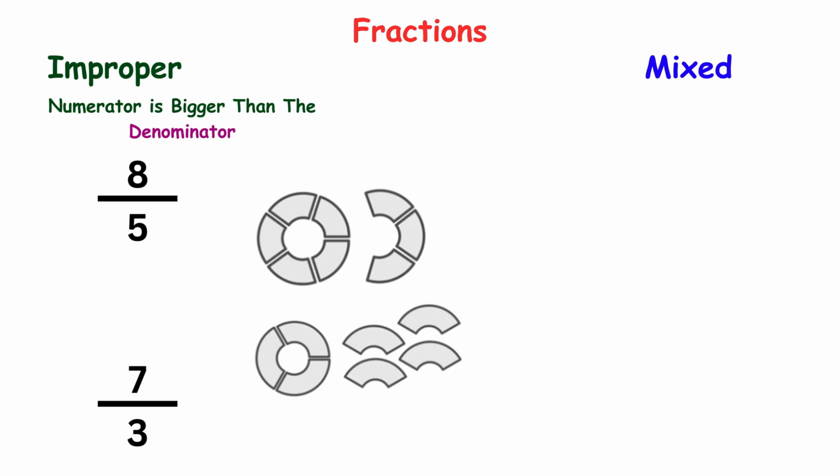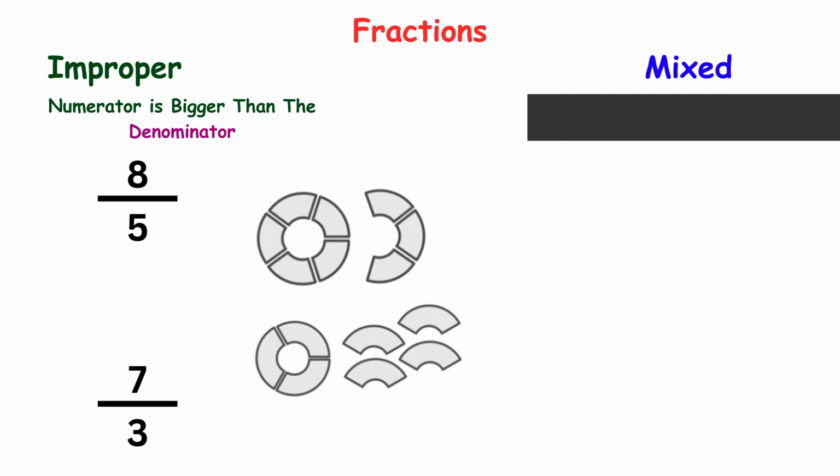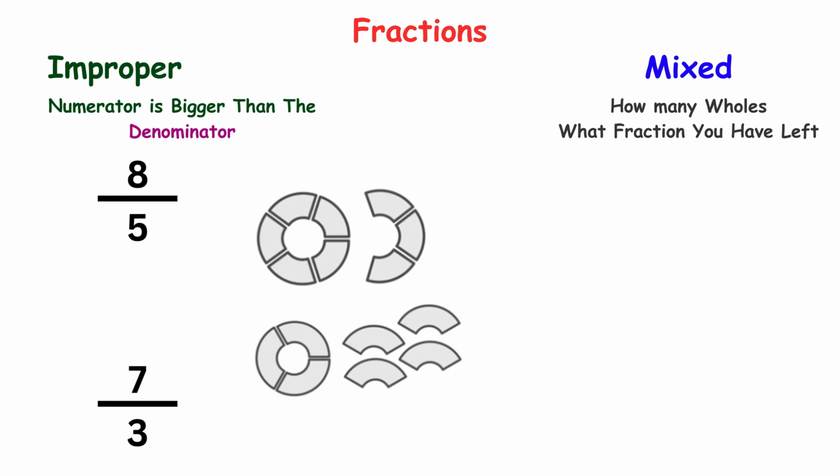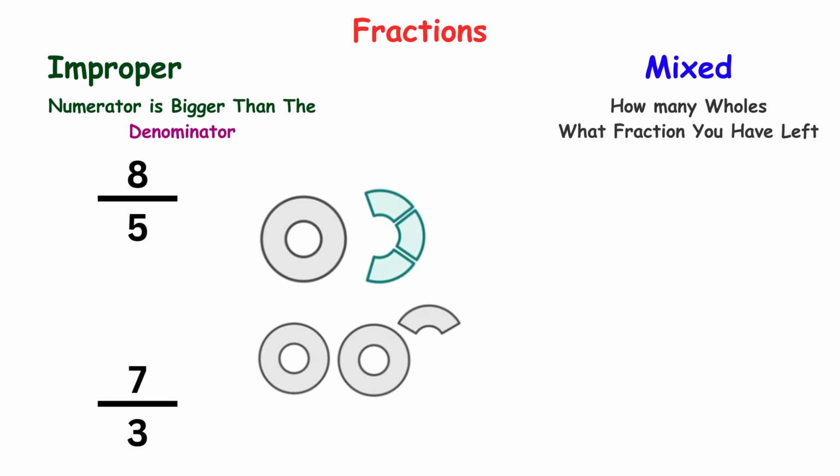You can also write these fractions as mixed numbers, which is where you say how many wholes you have and what fraction you have left. So for this 8/5 example, we effectively have 1 whole and 3/5 left. So as a mixed number, we just write 1 and 3/5. And for our 7/3 example, we can make 2 wholes, and then we have this 1/3 left by itself, so we write it as 2 and 1/3.